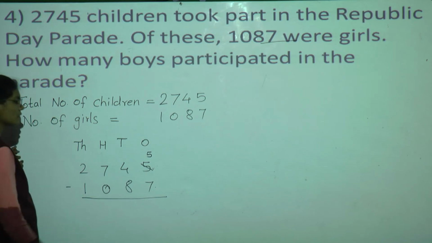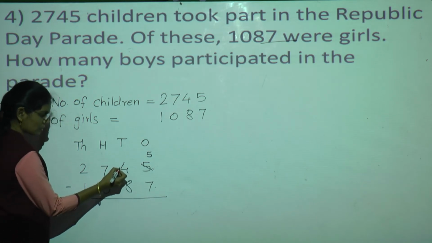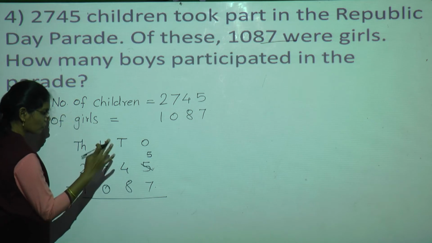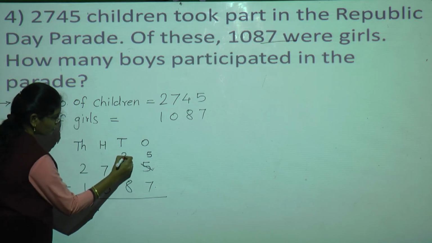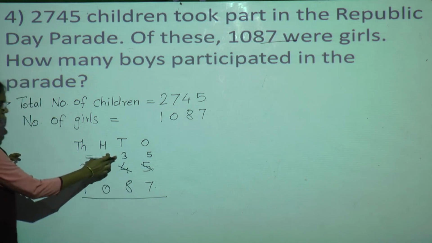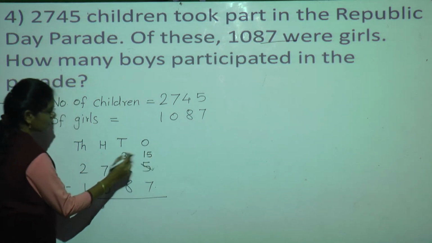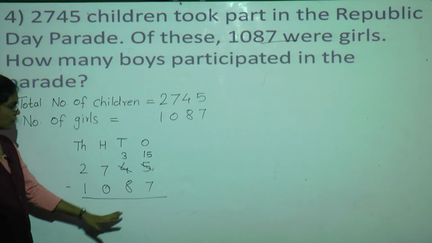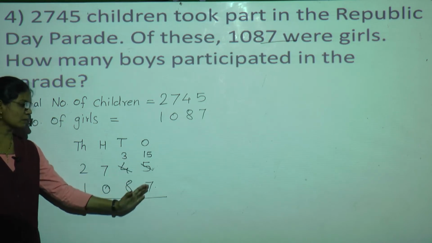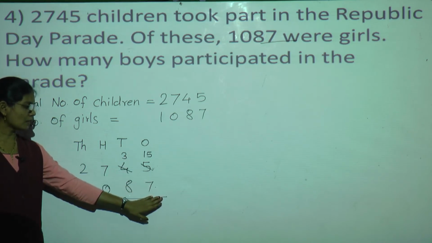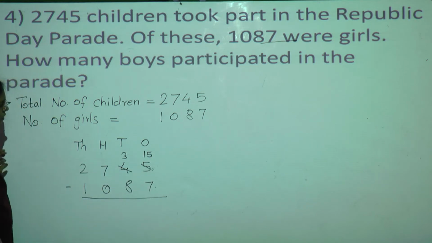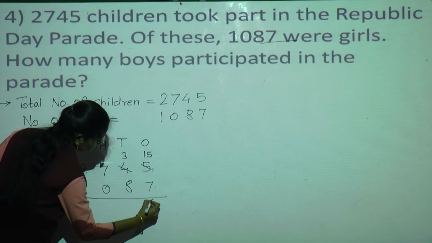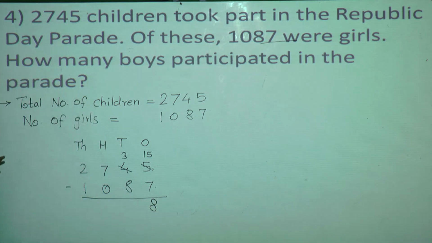Who is neighbor of ones? Tens is neighbor of ones. Now this tens is having 4. So take 1 from this 4. If we will do 4 minus 1, 3 will remain. So write here 3 and take 1 borrow from this tens. So here 15 will become. Now do the subtraction. 15 minus 7. After 7, count your fingers till 15. Count your fingers after 7. 15 minus 7, if we will do, we will get 8. So write 8 at ones place.